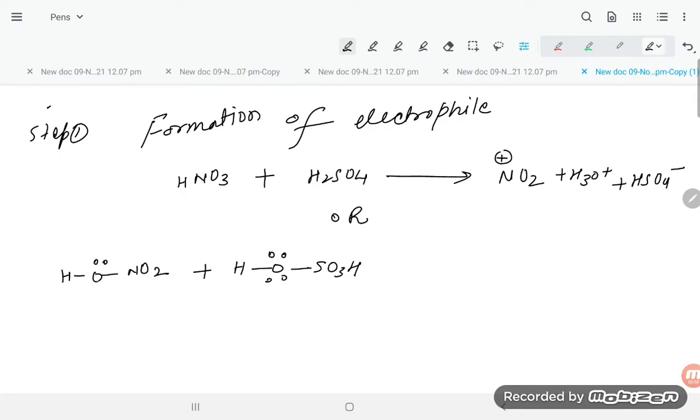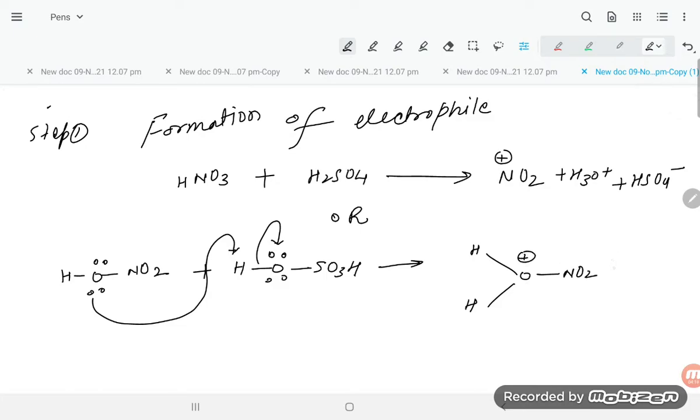Here the lone pair electrons are there, and this lone pair of electrons is taking this one, so this bond is shifting here. So you are seeing what is forming: H, here is O, this is H, this is the NO2, and here is the positive charge, and secondly it is forming HSO4 minus. This is how we are representing H, SO4 minus.